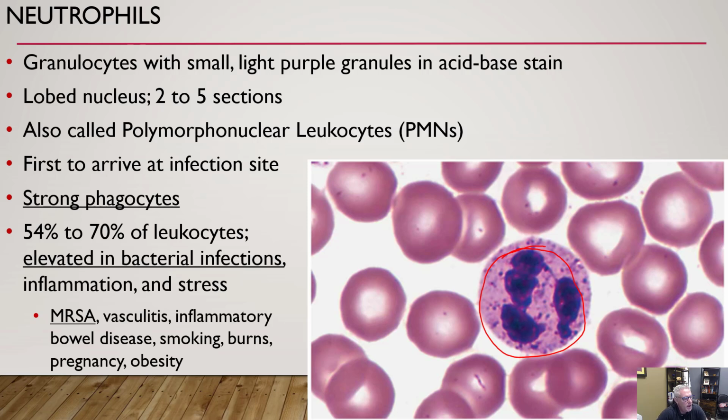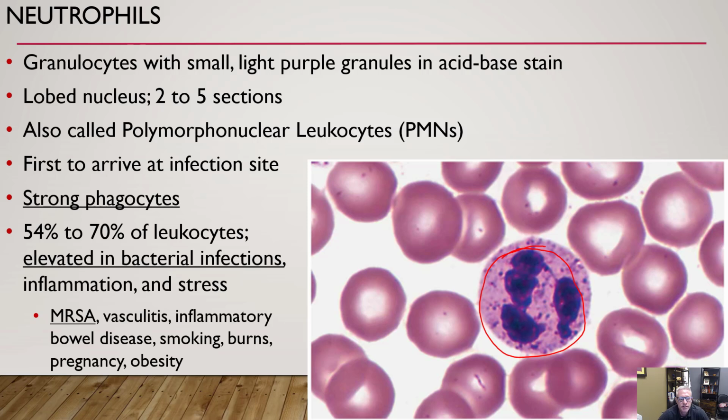But when we have an infection, your neutrophils are going to be the first one to arrive. That's because they're going to be the most predominant of your white blood cells. Remember, never let monkeys eat bananas. They're strong phagocytes. Remember, phagocytes are cell eating.